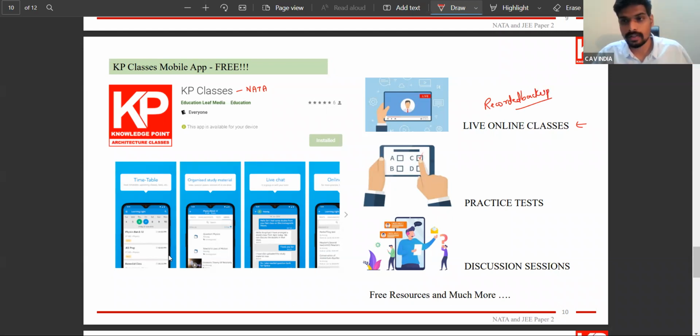Till which date of the exam? There are 4 exams. You will have a recorded backup of all the live online classes on your mobile app itself till the last attempt of NATA. Generally, there are 4 exams: JEE first attempt, NATA first attempt, JEE second attempt, NATA second attempt.